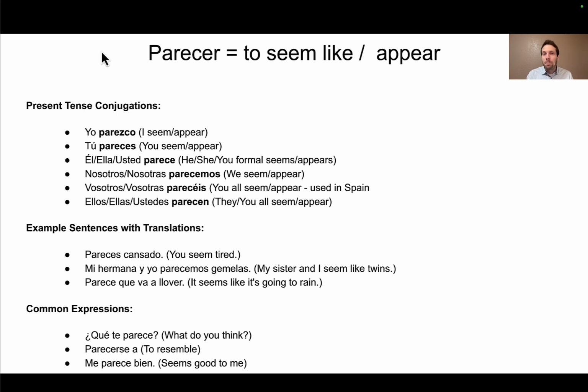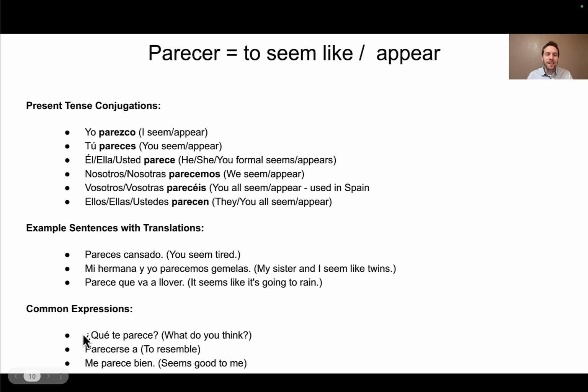And the next verb we have is parecer. Parecer. Both pronunciations are acceptable. Means to seem like or to appear. So you parezco, pareces, parece, parecemos, parecéis, parecen. You could say, pareces cansado. You seem tired. Mi hermana y yo parecemos gemelas. My sister and I seem like twins. Or parece que va a llover. It seems like it's going to rain.